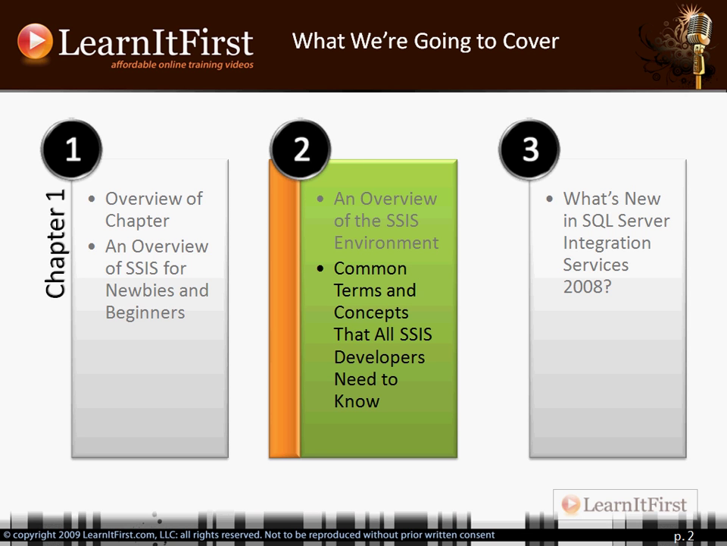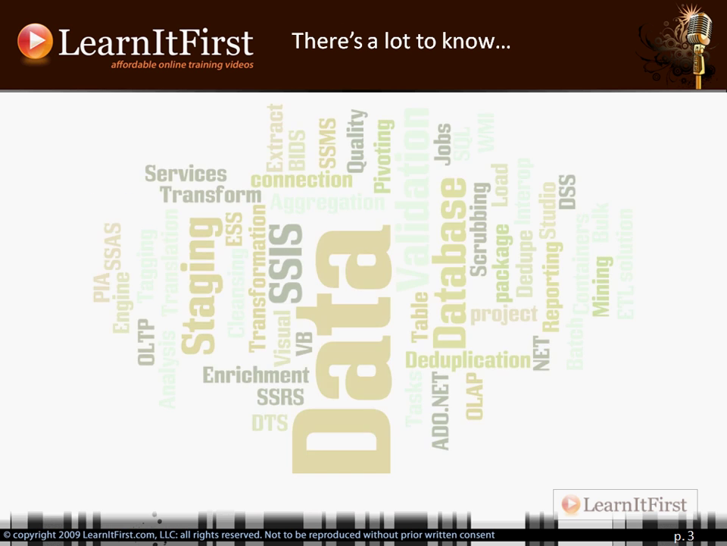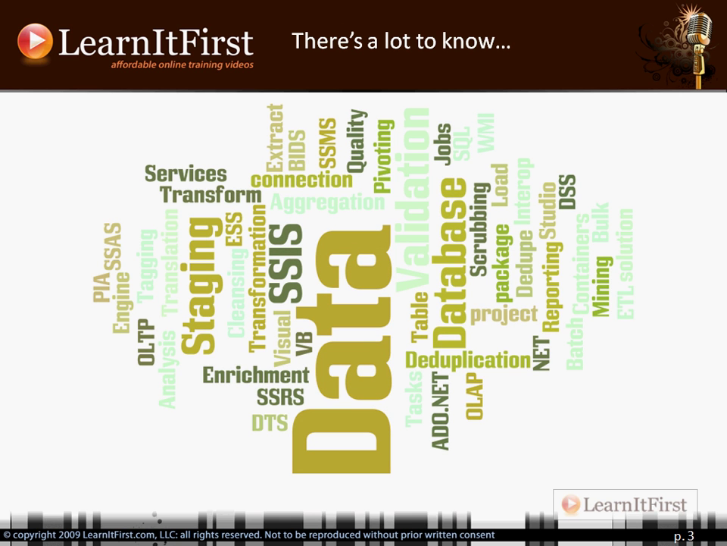Now at the beginning of the next section, what's new, it says, well, if you don't need to know what's new, then go straight to chapter 2. So if you're not upgrading from SSIS 2005, for example, you don't need to watch the what's new section. You could straight go to chapter 2. You'd be fine. So from this point forward, I assume you want to know about the common terms and concepts that we have to be familiar with to be in the SSIS environment.